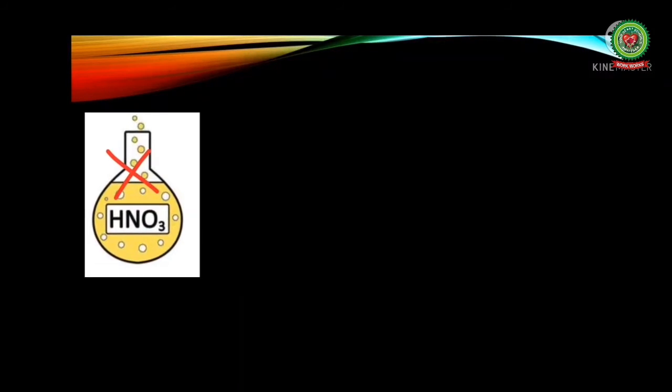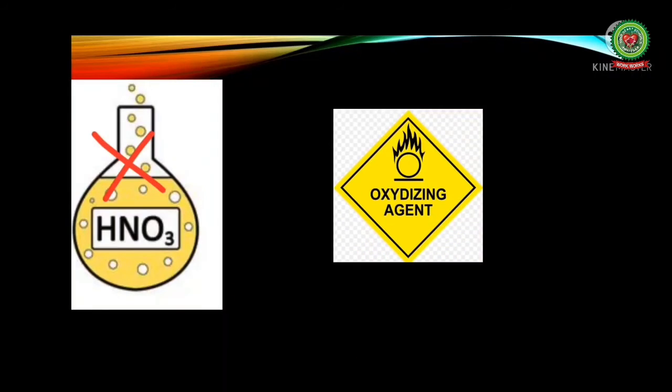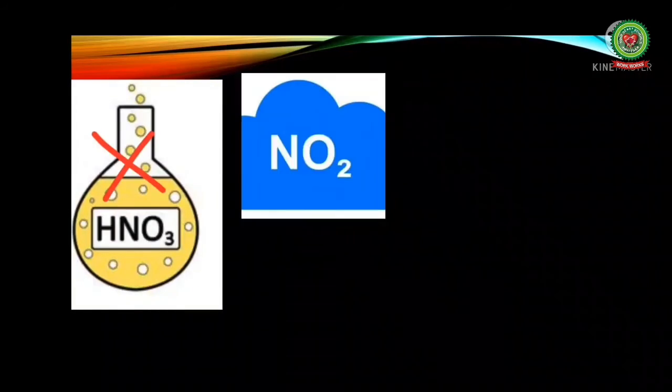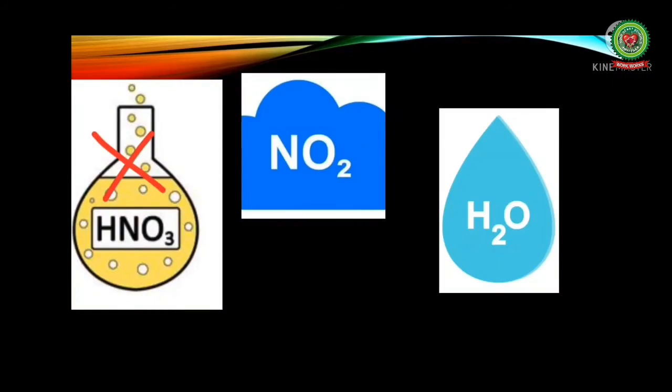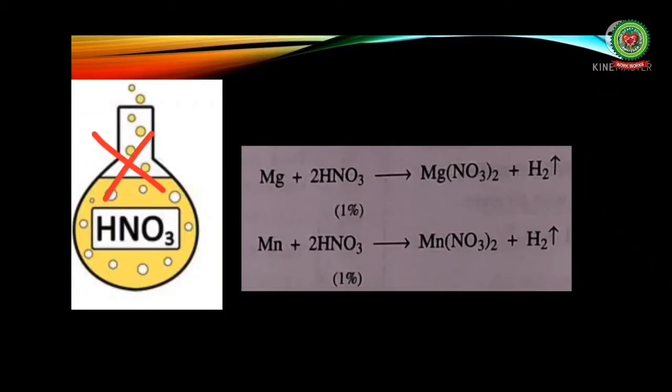Nitric acid should not be used to prepare hydrogen gas as it is an oxidizing agent. It reacts with hydrogen produced in initial stages to form oxides of nitrogen and water. So, only very dilute solution of nitric acid reacts with magnesium and manganese to form hydrogen gas.